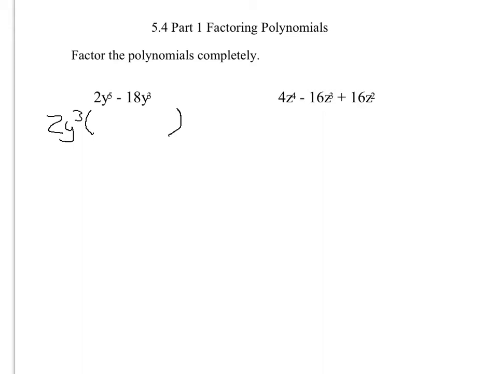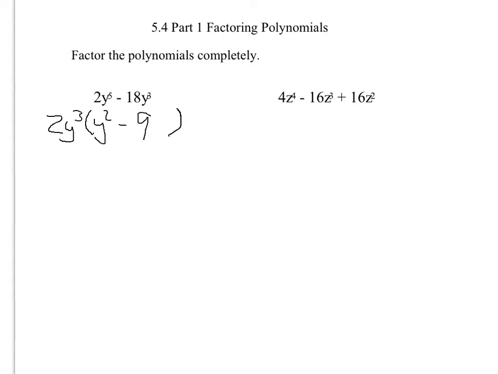So it's a matter of kind of that opposite of distributive property, or the opposite of FOILing. 2y cubed times what would give us 2y to the fifth? And the answer to that would be y to the second. Minus 2y cubed times what would give us 18y cubed? And the answer to that would be 9. So we've started our factoring.